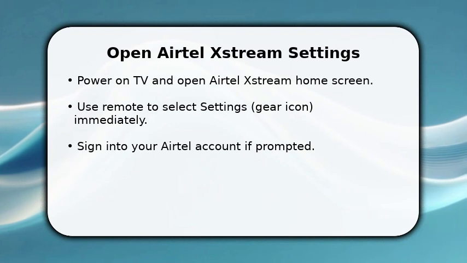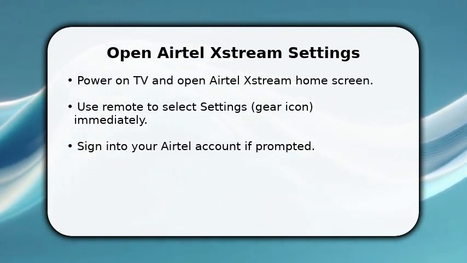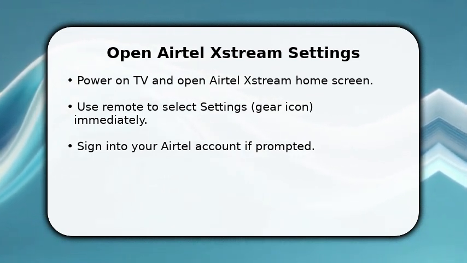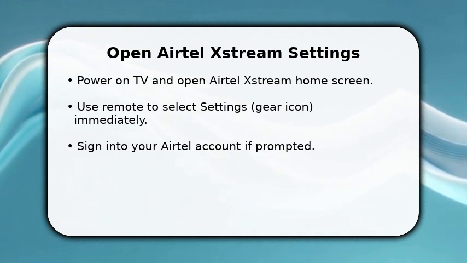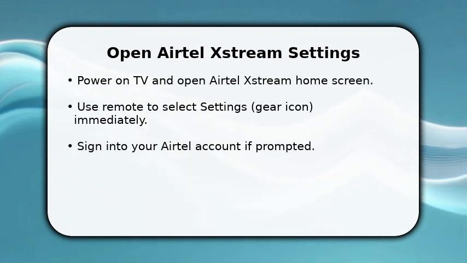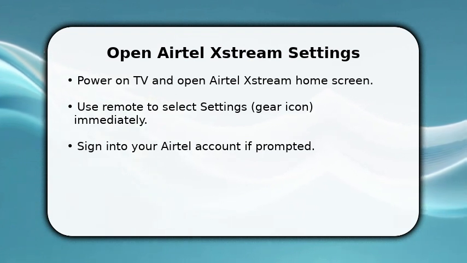You start by powering the box and going straight to settings on the Airtel Xstream home screen. Use the remote to highlight the gear icon. Don't browse apps first. Once in settings, sign in if the box asks. This ensures the menu shows all options. You're doing this now because the voice assistant toggle sits inside accessibility or voice settings.